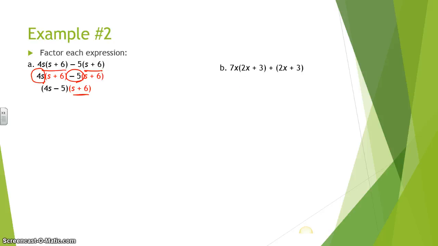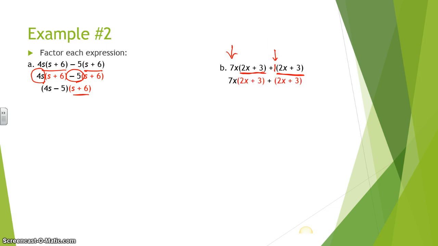Let's look at B. We have 7x(2x + 3) + 2x + 3. We can pretend there's a 1 in front of the parenthesis right here if that's helpful to us. What is my common binomial factor? Well, what we have in common is 2x + 3. So we're going to factor that out, but then we need to group together what's left over, which is going to be this 7x, and then we can think of a 1 right here.